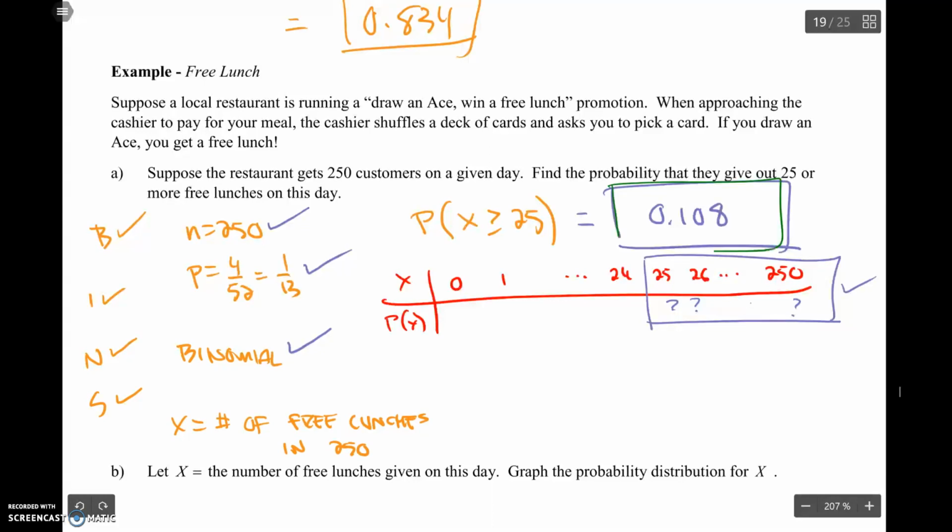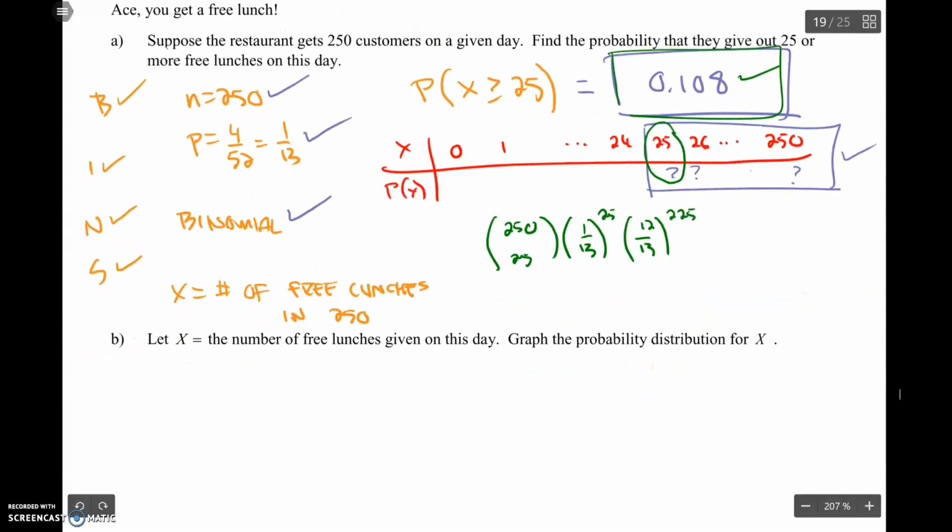With calculators, we just type that in and go. Before calculators, to calculate this one probability, I would have to calculate 250 choose 25. Then I'd have to take 1/13 to the 25th power, because I want 25 successes. And I'd have to take 12/13 to the 250 minus 25, or the 225, failures.